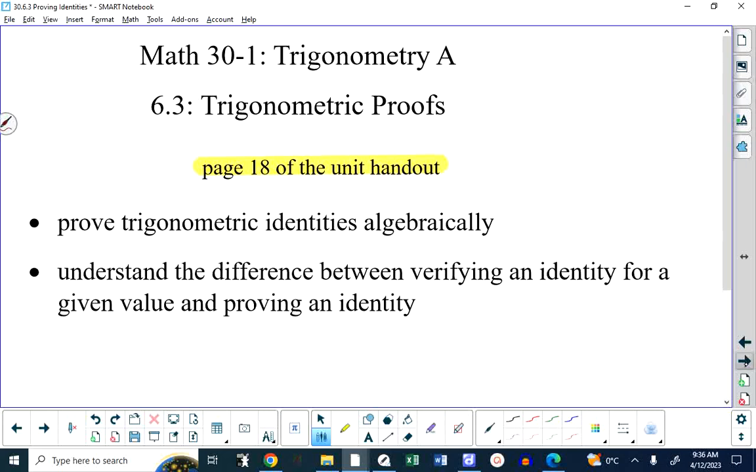So we are looking at page 18 of your unit handout here. We're going to be looking at trigonometric proofs today. And I don't know if you recall, but when we first learned about identities, we had a lesson that covered the Pythagorean identities, the quotient identities, and the reciprocal identities.